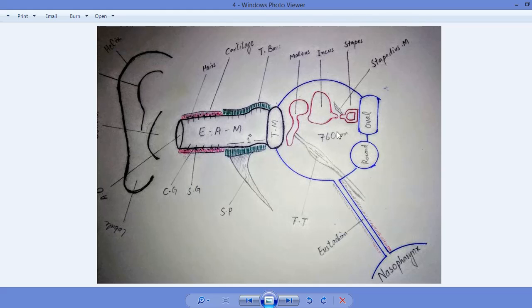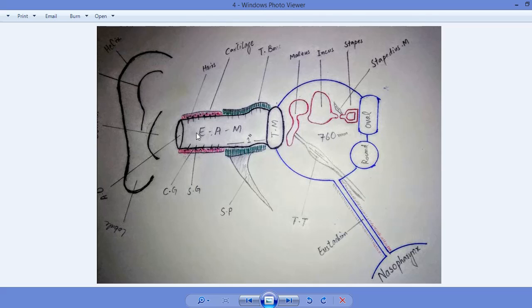Internally the pressure is 760, so the 10 millimeters of air will be evacuated. This air will leak out through the eustachian tube to the nasopharynx. So the internal pressure will also become 750.